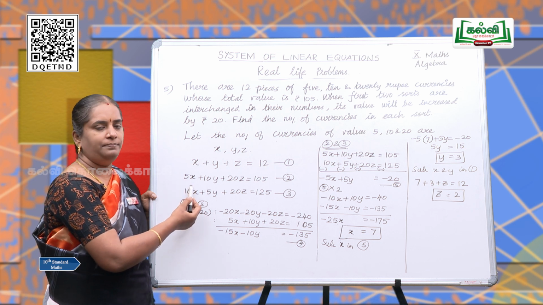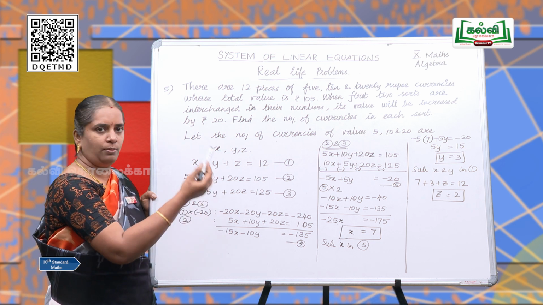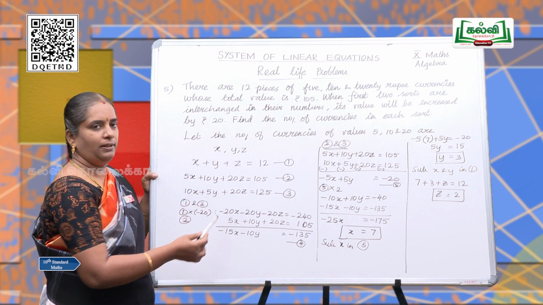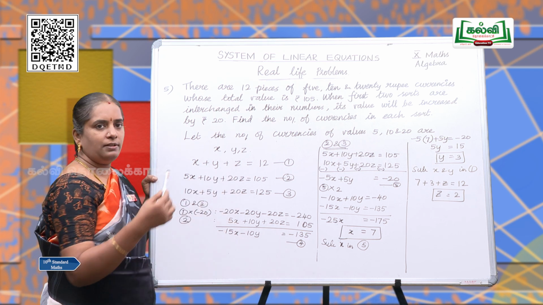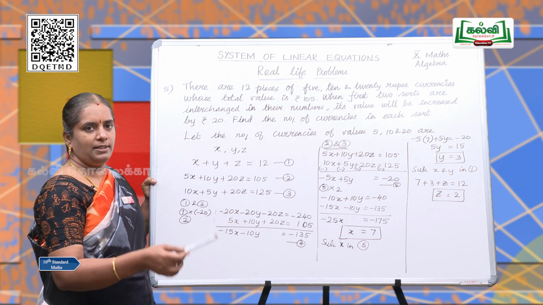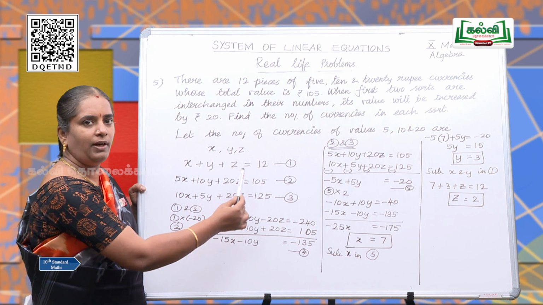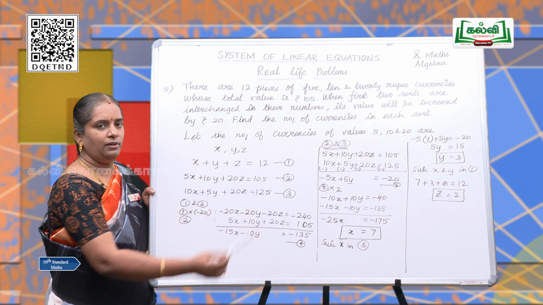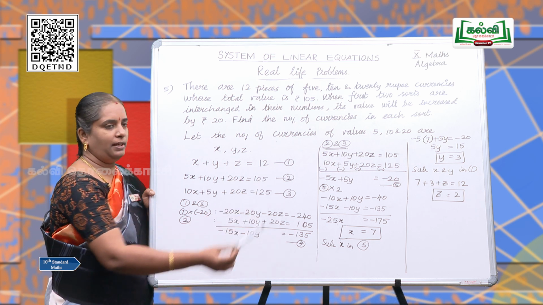So, 5x. There are y 10 rupee notes, so the value of 10 rupee notes is 10y. There are z 20 rupee notes, so the value of 20 rupee notes is 20z. In total the value is 105, so adding these gives the second equation.